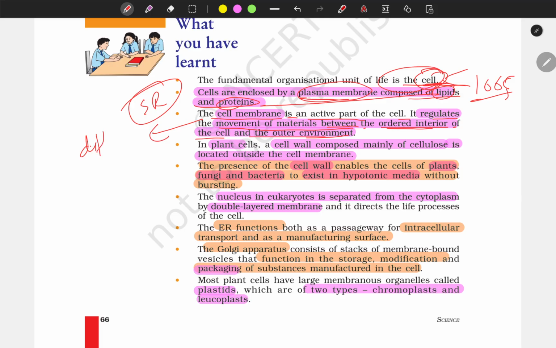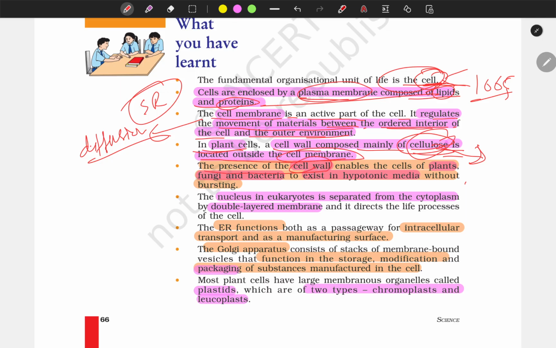by the process of diffusion. The plant cell wall is composed mainly of cellulose. Cellulose is located outside of the cell membrane, and it helps in rigidity and supportive tissue. It supports the bark; the tree is hard. Why is it hard? Because of the cellulose, because of the cell wall.